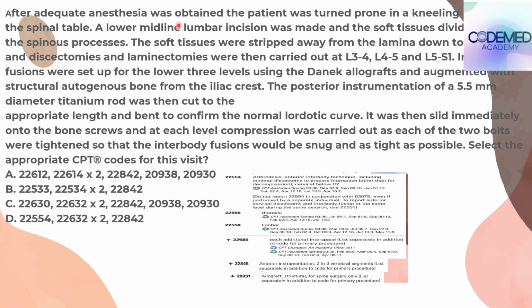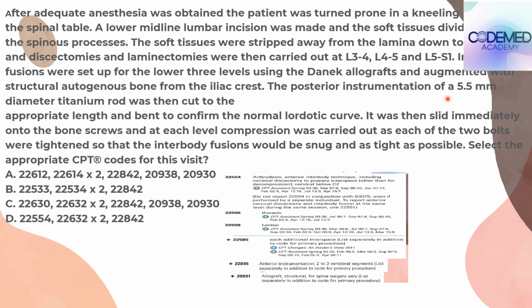After adequate anesthesia was obtained, the patient was turned prone in kneeling position on the spinal table. A lower midline lumbar incision was made and the soft tissue divided down to the spinous process. The soft tissue was stripped away from the lamina down to the facets, and discectomies and laminectomies were then carried out at L3, L4, L4, L5 and L5-S1. Interbody fusions were set up for the lower three levels using the Danek allograft and augmented with a structural autogenous bone graft from the iliac crest.